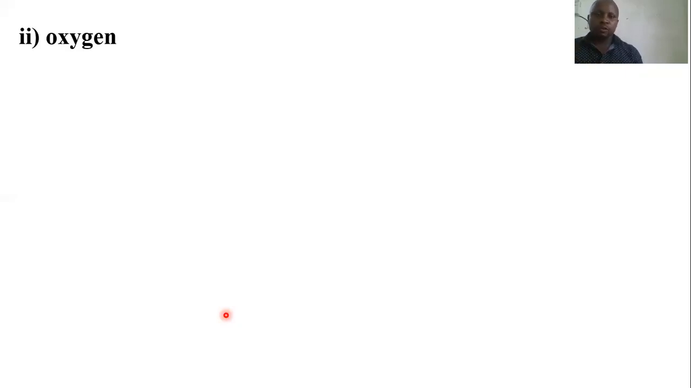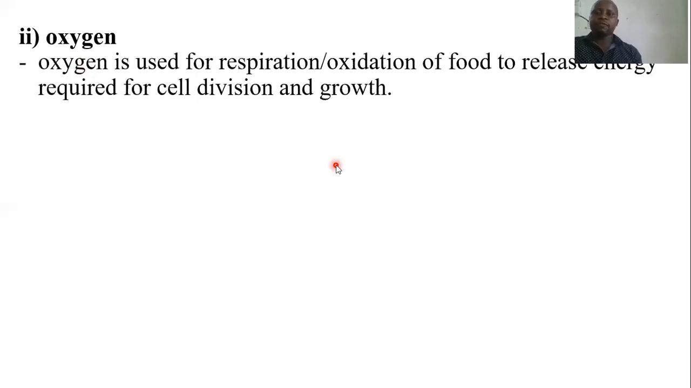So the food has to be oxidized by oxygen. Oxygen is needed in order to oxidize the food so as to release energy. This energy is needed for cell division and growth.